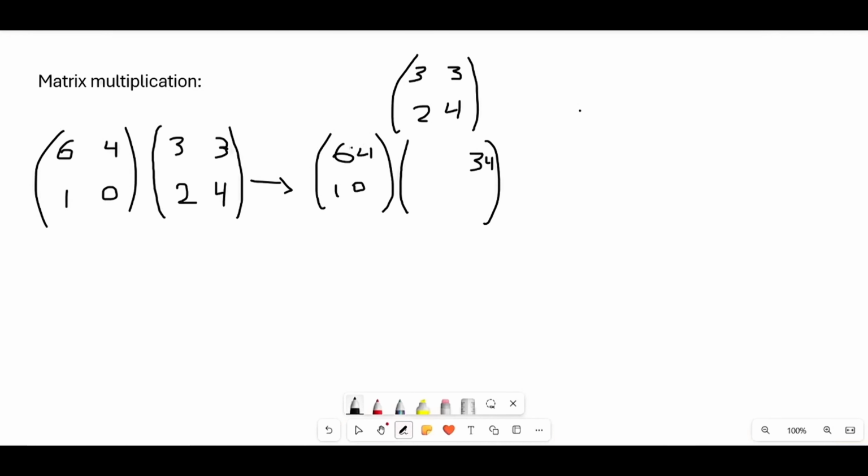So if we go over here, 6 times 3 plus 4 times 2, that's going to give you 26. 1 times 3 plus 0 times 2, that's going to give you 3. And 1 times 3 plus 0 times 4 is also going to give you 3. And like that, you've got your answer. So it's going to be 26, 34, 3, and 3.